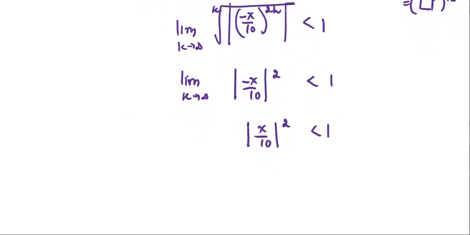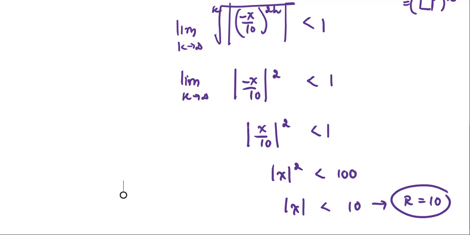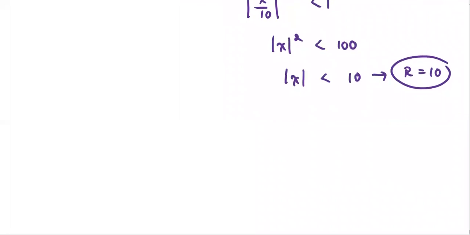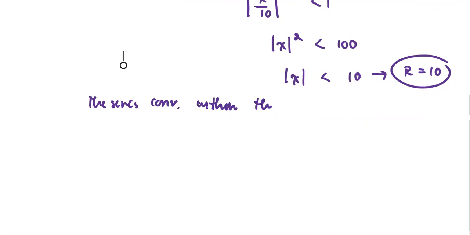So then we have the absolute value of x squared less than 10 squared, which is 100, or the absolute value of x is less than 10. Now we get R, the radius of convergence, equals 10. And we can say that the series converges within the interval x between negative 10 and positive 10.